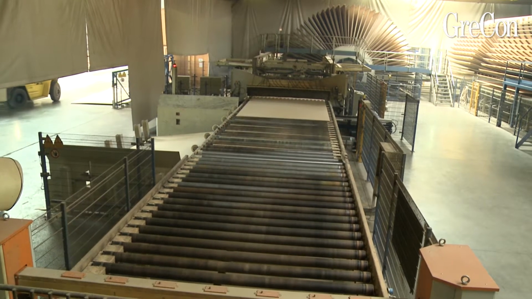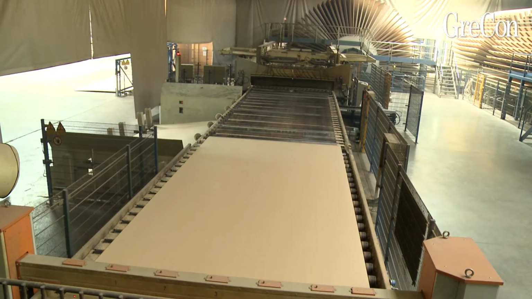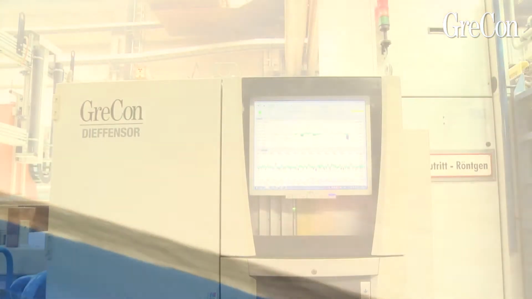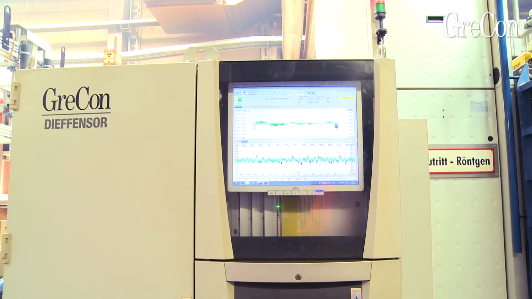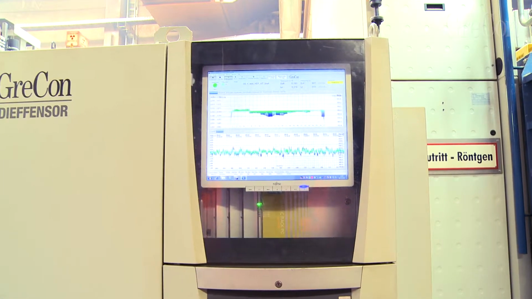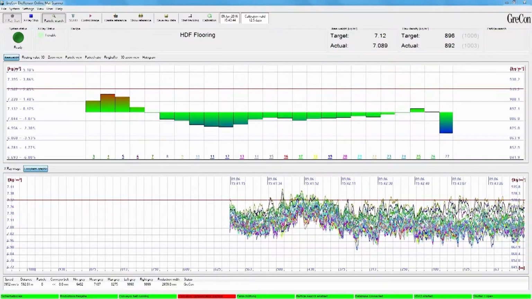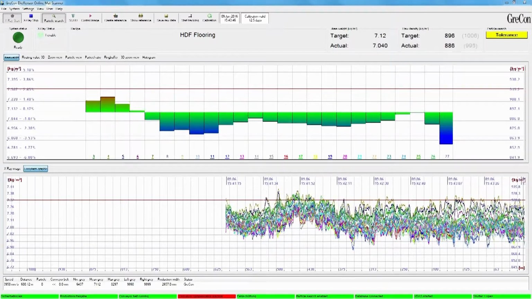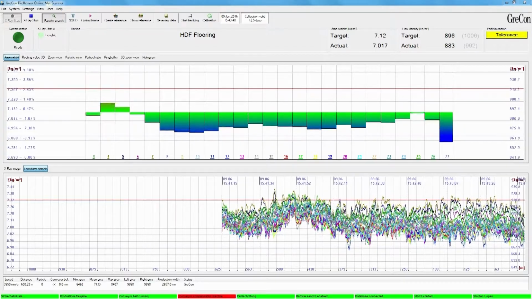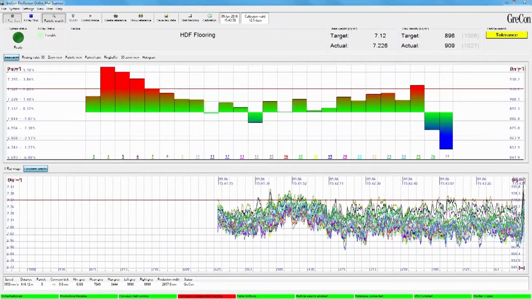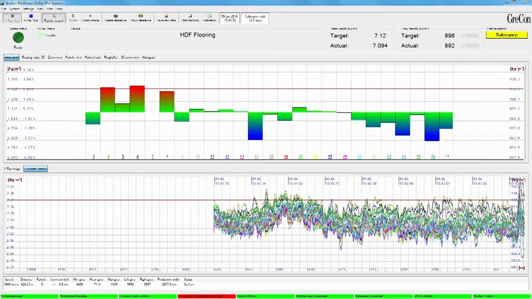Producing a high-quality wood-based panel requires an even and homogeneous forming of the mat. Since the X-ray scanner GreCon DIEFFENSOR has been in use, we also know that mats which seem to be very even and homogeneous at first glance actually have enormous fluctuations in the weight per unit area in longitudinal and transversal direction. Fluctuations of up to 10% are not uncommon.